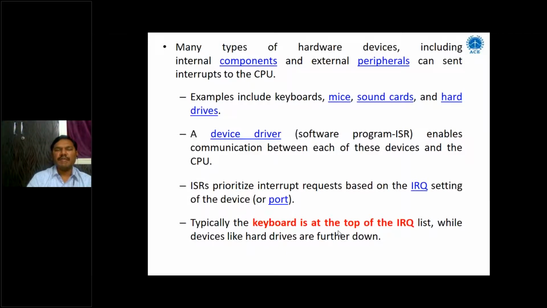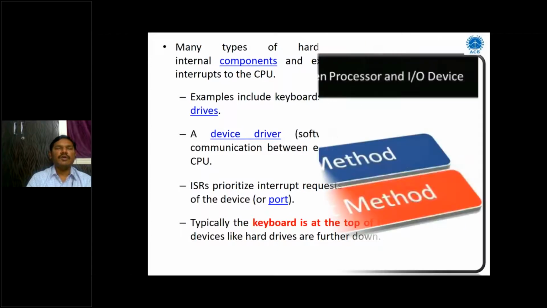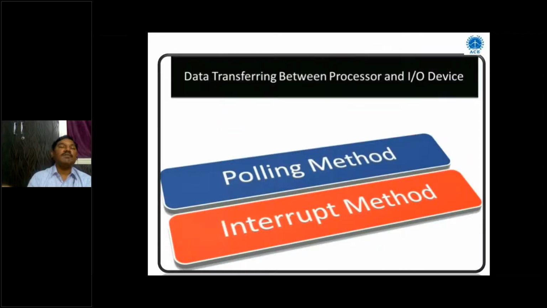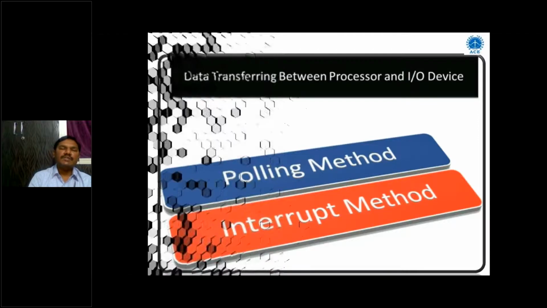Okay, so the keyboard is the main device. Suppose you are watching a movie, right? When a song comes, what happens? We will move forward, we will press the space bar and move forward. That's why the keyboard plays an important role here, right? But before interrupts, the method for data transfer between the processor and other devices or I/O devices is called the polling method. What is the polling method?